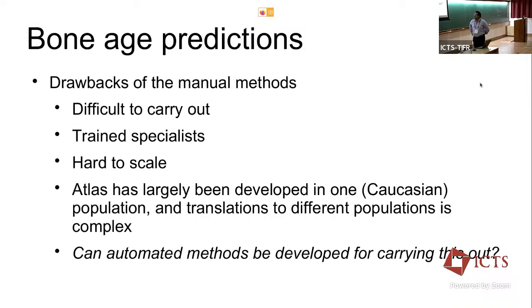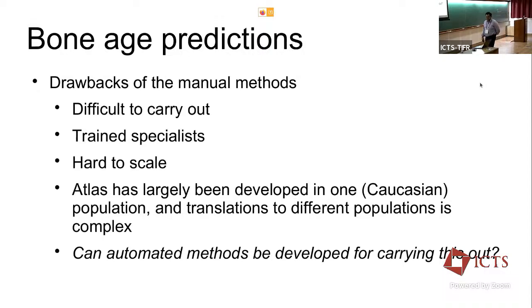Okay, so why do we want to do what we want to do, and how should we formulate the problem? The bone age that you want to predict, it stands to reason that you would like to be able to do this in a relatively, in a machine learning sense, quick span of time, because manually, these are very difficult to carry out. You need trained specialists to be able to carry out bone aging.